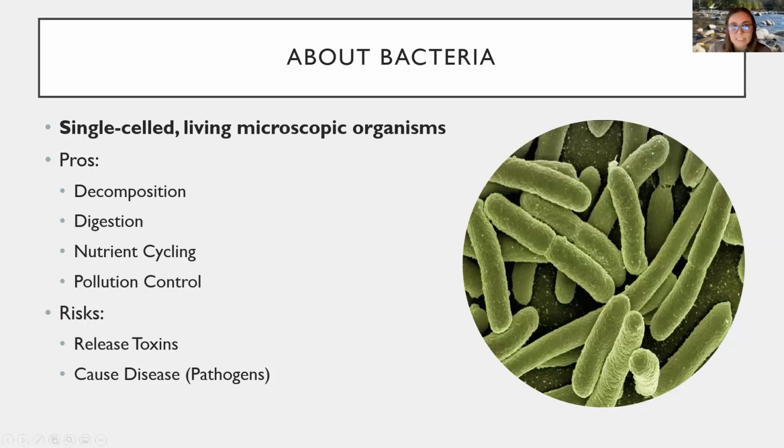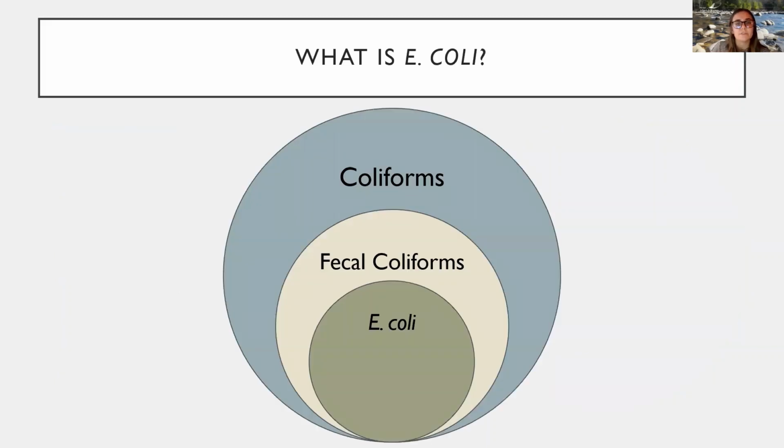So yeah, this is just kind of a broad overview of bacteria, but now we're going to focus in a little bit more on the types of bacteria that we're going to be specifically looking at. So we have this little chart here. We can see that the largest circle is coliforms. This is a biological family of bacteria that are naturally found in the soil.